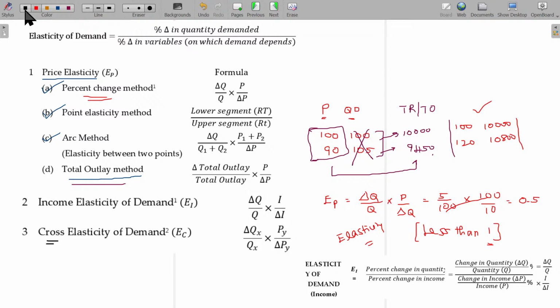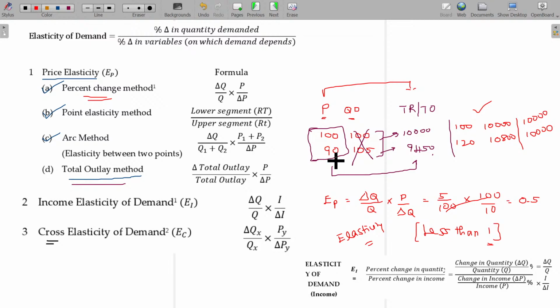Or it may be this way. Earlier also 10,000, now also 10,000. I won't compare the price change with the quantity demanded. I compare price change with the total outlay or total revenue. In the very first instance, because of reducing the price, really there is no increase in the outlay.